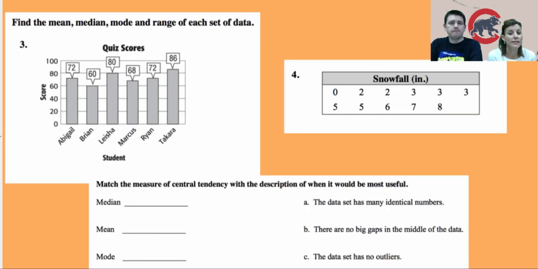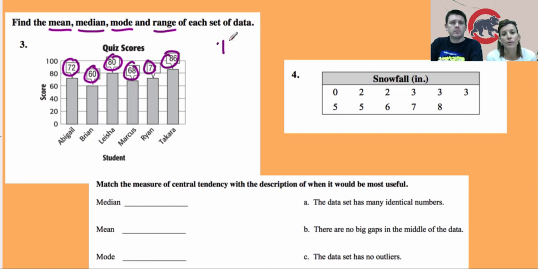All right, the rest of the notes is for you to do and finish on your own. We'll go over them when you get into class. We do want to make sure that you find all 4 pieces of information for 3 and 4. Number 3 is a bar graph, so you're going to go ahead and put the numbers above each bar in order before you get started finding all of your data points. Number 4 is already in order for you, so that should be very easy and quick.